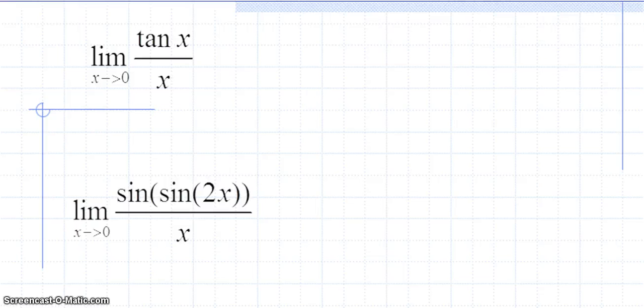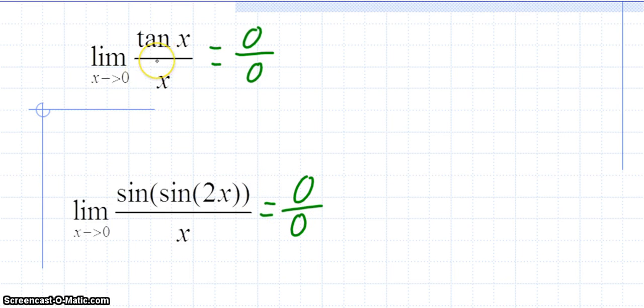Next one, or next two I should say. Evaluate the limit as x goes to 0 of tangent of x over x, and then evaluate the limit as x goes to 0 of sine of 2x over x. I'll give you two hints, because both of them you end up with the indeterminate form originally.